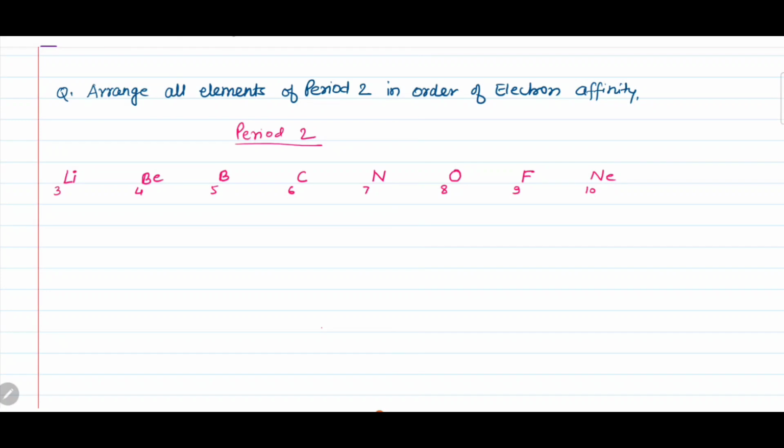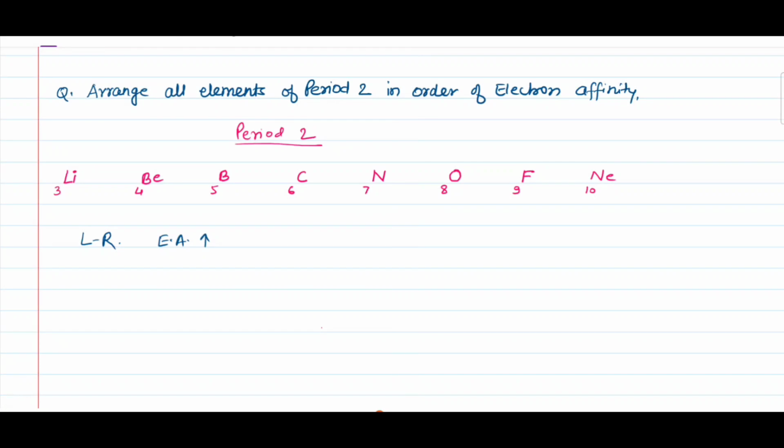The question is, arrange all elements of period 2 in order of their electron affinity. So I have written all the elements of period 2. The first is lithium, then beryllium, boron, carbon, nitrogen, oxygen, fluorine and neon. Now, as we have just seen, when we move from left to right along a period, electron affinity increases because the nuclear charge also increases.